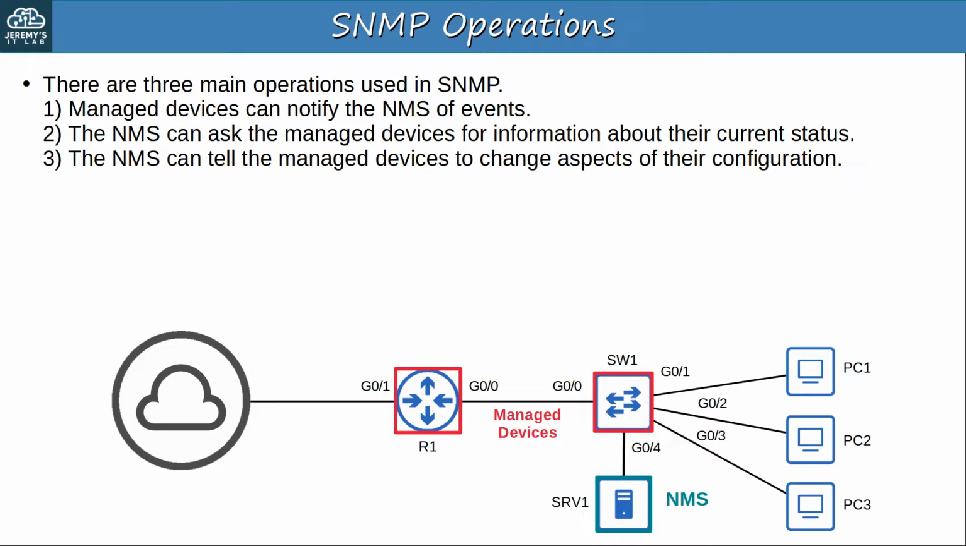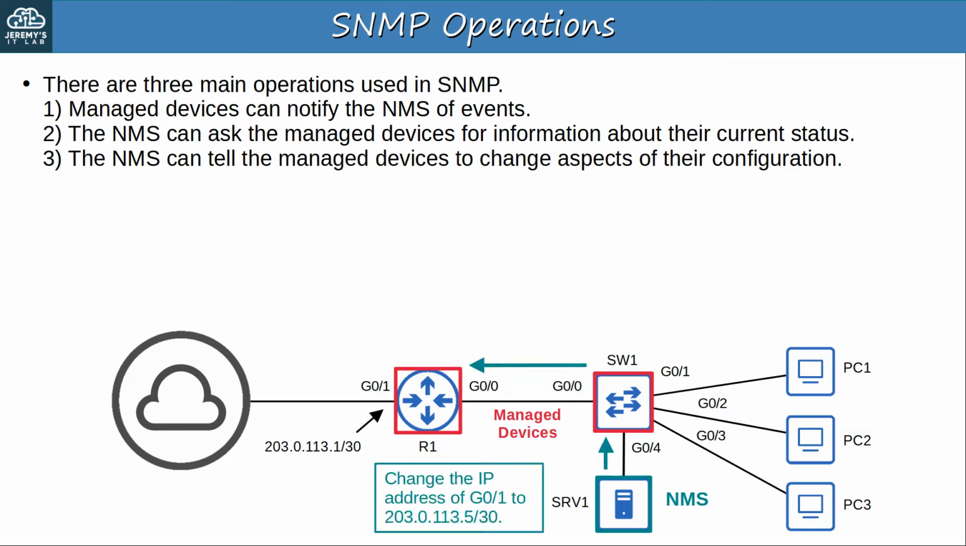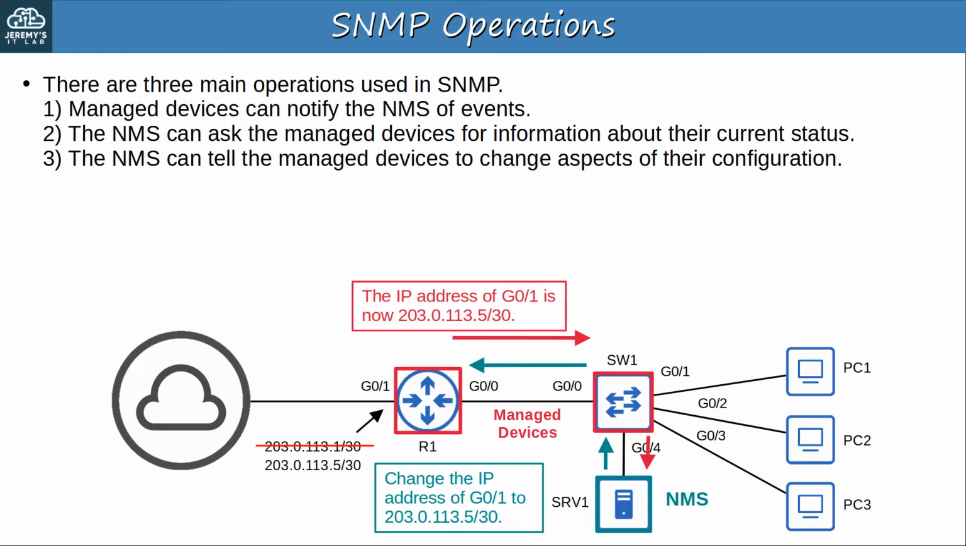And one more main operation used by SNMP is when the NMS tells the managed devices to change aspects of their configuration. For example, let's say the IP address of R1's G0/1 interface is 203.0.113.1/30. The NMS can tell R1 to change that IP address to 203.0.113.5/30. R1 will change the IP address and tell the NMS that it did so. So those are the three main operations used in SNMP.